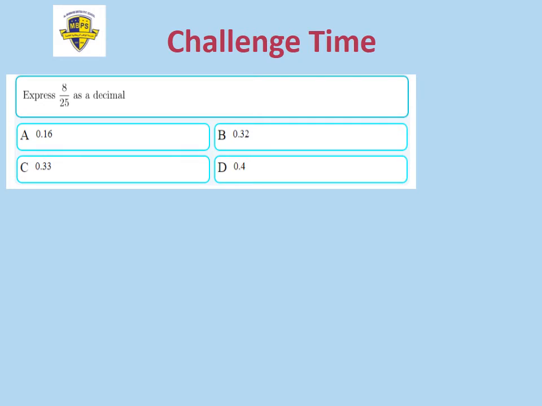Now let's practice. The first question, express 8 out of 25 as a decimal. So we have to make 25 into 10. No, we can't. We have to make it 100. Multiply what? Take your time to solve this.